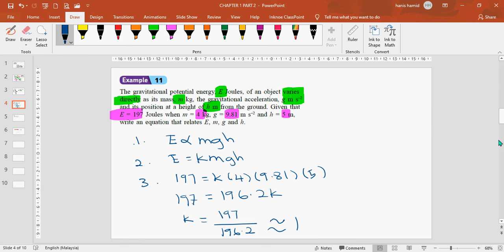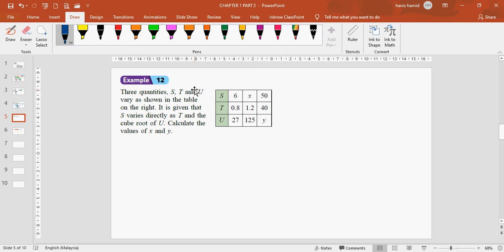For the fourth step, you write the relation in the form of equation. E is equals to MGH because K is equals to 1. So this is how you solve question 11. Next, I'll go to example 12.